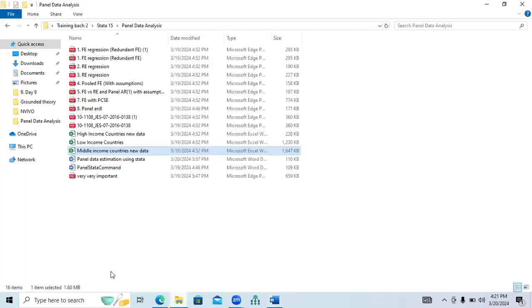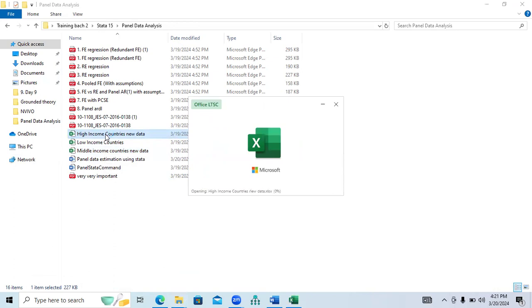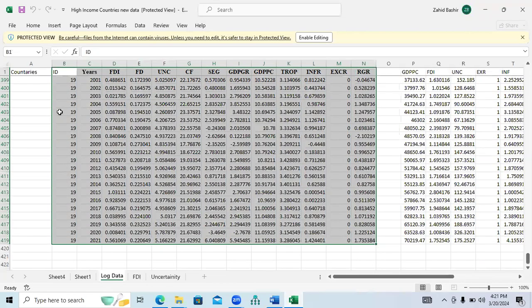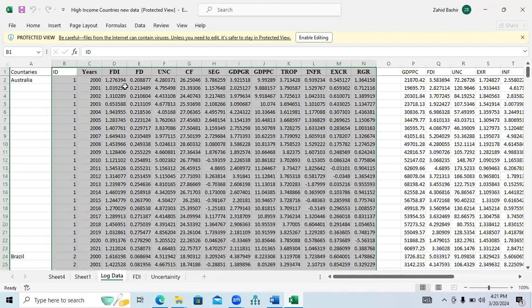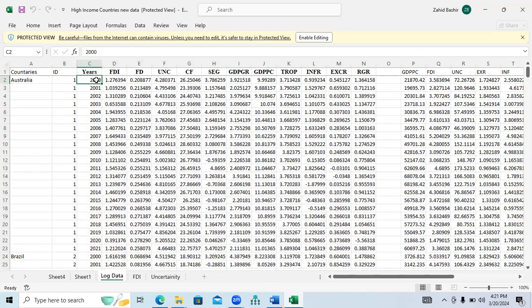Let me use another data set, like the high income country data. Let me check how many years are available here. There are 19 countries, which is less than 25. And if we see the timeline here, it starts from 2000 and ends in 2021. So it is almost a 22-year period, which is less than 25.